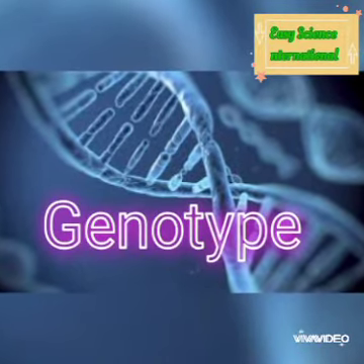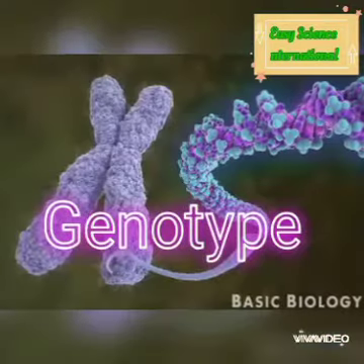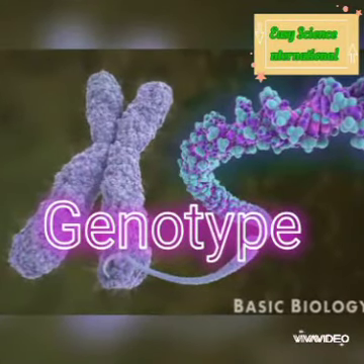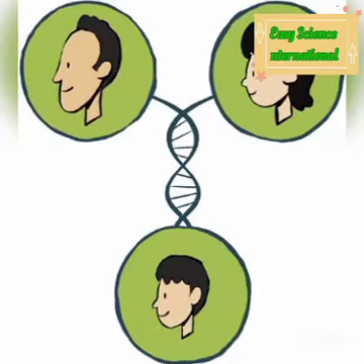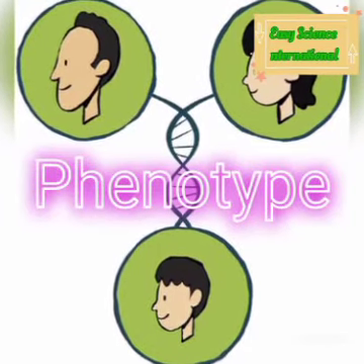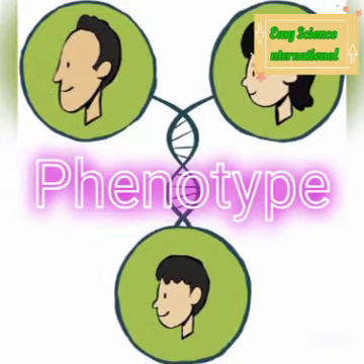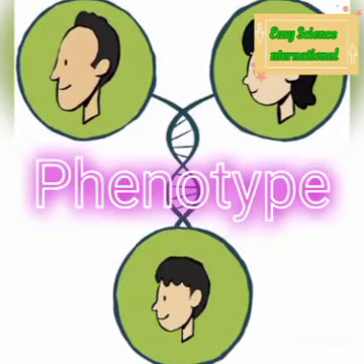Genotype. This is the genetic constitution of an organism. That is to say, a particular set of alleles leading to observable characteristics. Phenotype. This is the physical characteristic of an organism determined by the genotype and the environment.